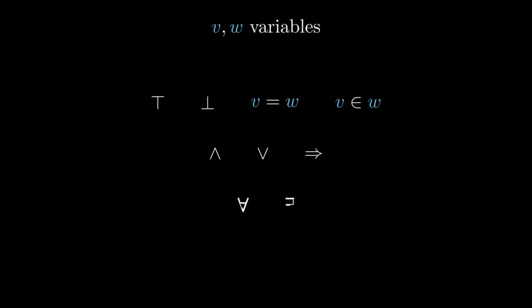Okay, let's recap. We start with our basic predicates, true, false, v equals w, and v is an element of w, where v and w are variables of our choosing. We can combine two predicates into one using and, or, and implies. We can also turn a predicate into another with one less variable using for all and exists. Once we run out of variables, we are left with the predicate in zero variables, a proposition, and these propositions are the statements we care to prove.